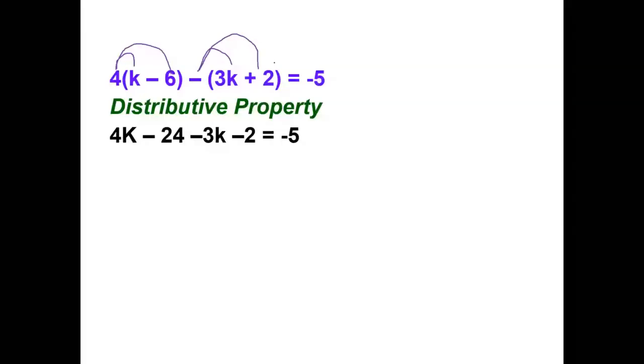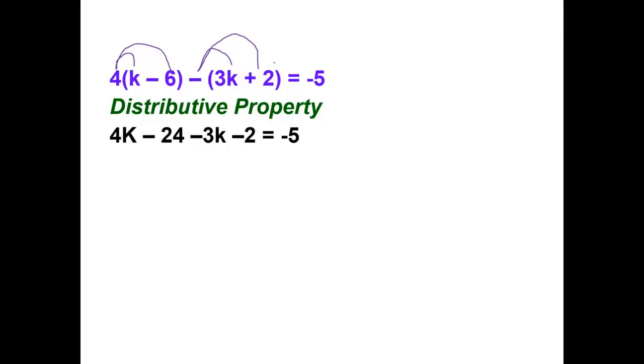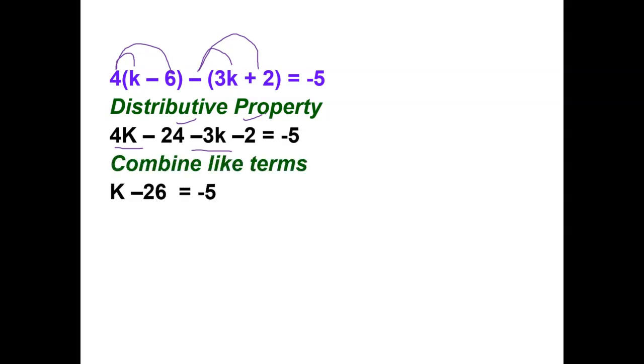4k minus 24 minus 3k minus 2 equals negative 5. Next thing is to combine the like terms. So we will combine the 4k and the negative 3k, and combine the negative 24 and the negative 2. This will give us 4k minus 3k is 1k, k, minus 24 and negative 2 is negative 26 equals negative 5. Now you want k all alone.